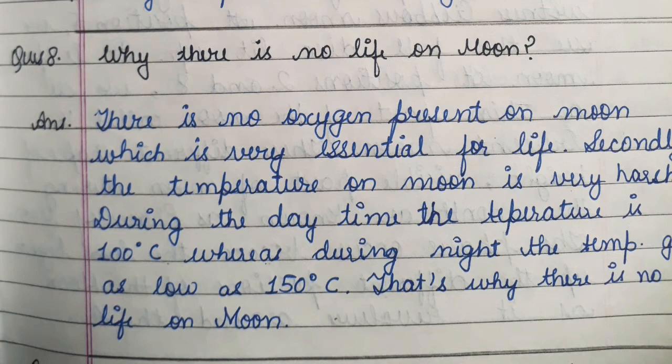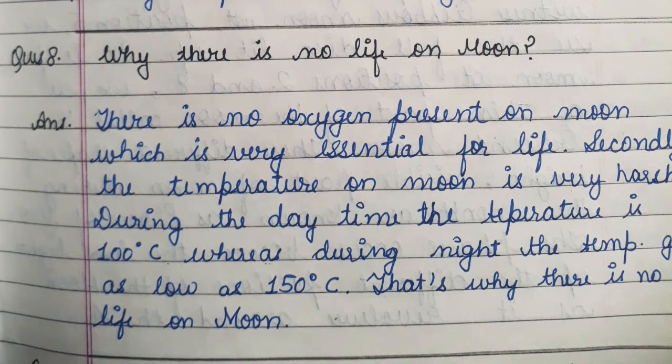Why is there no life on the moon? Why can we not live on the moon? So we have to give the reason. Our answer will be that there is no oxygen present on the moon, which is very essential for life. Secondly, the temperature on the moon is very harsh. During the daytime the temperature is 100 degrees Celsius, whereas during the night the temperature goes as low as 150 degrees Celsius. So that's why there is no life on the moon.